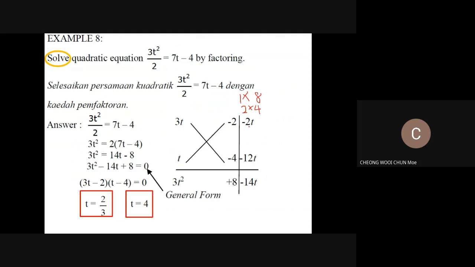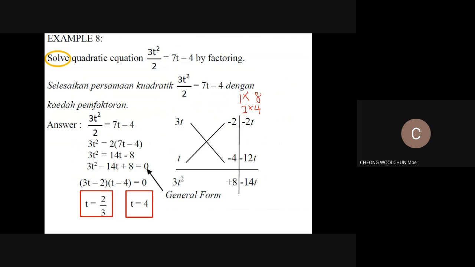So 2 times 4 is 8. Because this is positive, both are either positive or negative. Look, here is negative. Not all positive if we want to get negative here. So both negative: negative, negative, positive. 2 times 4, 8, positive 8. Then for t times negative 2, negative 2t. Negative, negative, 4 times 3, 12t. Negative 2t minus negative 12t using calculator. Negative 2 minus 12, negative 14t.